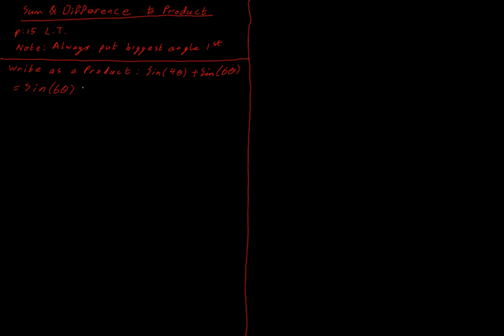Now the importance of this is that we never want to have to deal with negative angles if we can possibly avoid it. We're going to see where negative angles might come up if we didn't do that rearranging. So I know that I have a sum of sines, sine A plus sine B, and I want to turn it into a product. So I go to page 15 in my log tables, and I see that I have a formula for this.